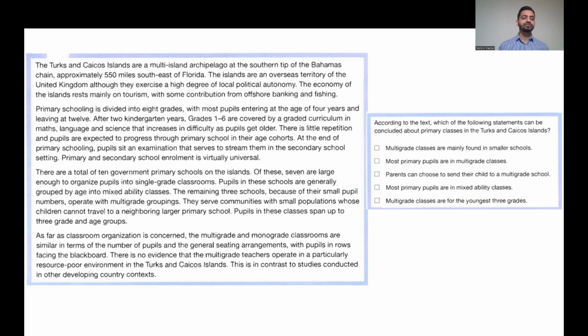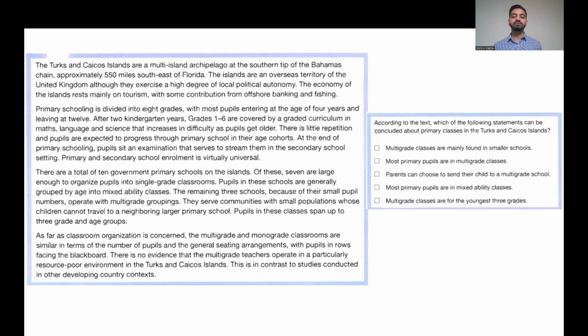There are a total of 10 government primary schools on the island. Of these, 7 are large enough to organize pupils into single grade classrooms. So you see, multi-grade classes are mainly found in smaller groups. So far, I think single grade classrooms are mainly found in larger schools. That could be correct, but we'll read on.